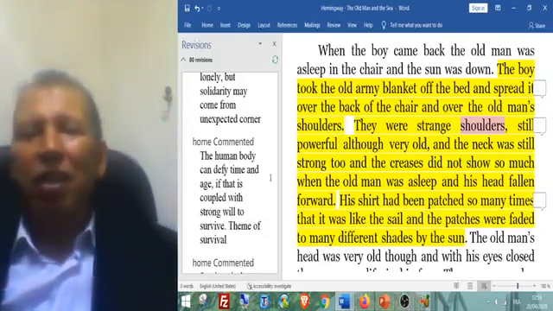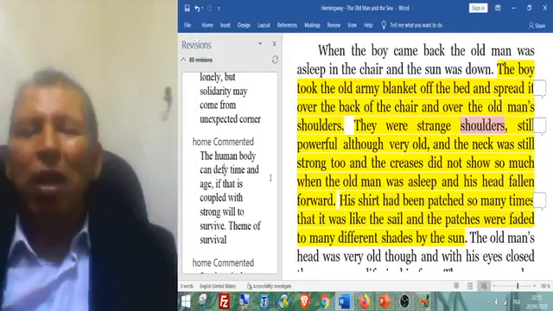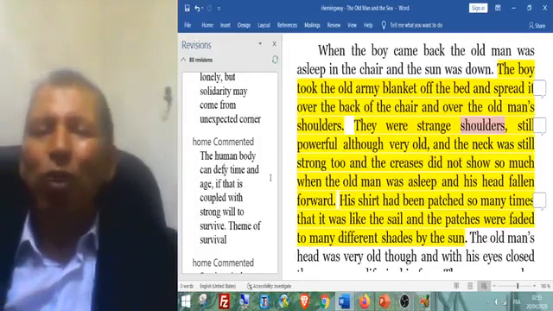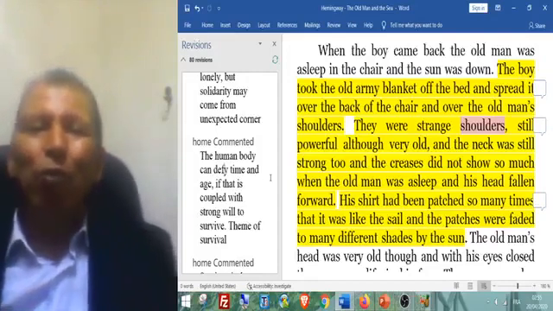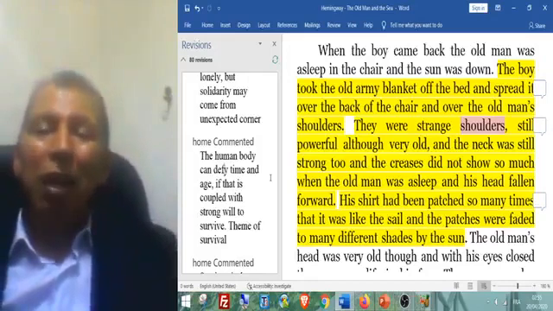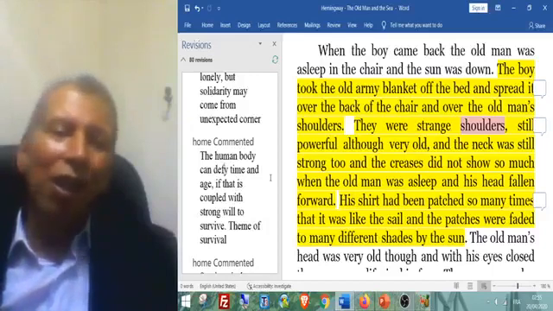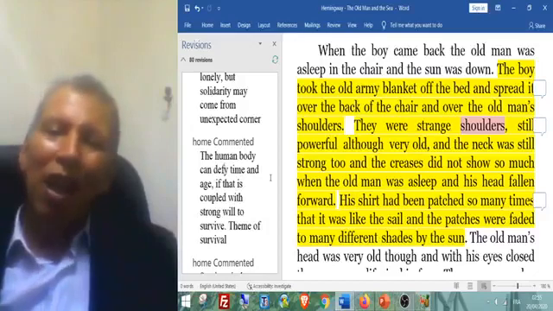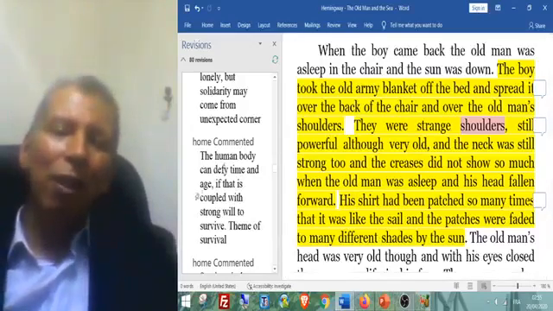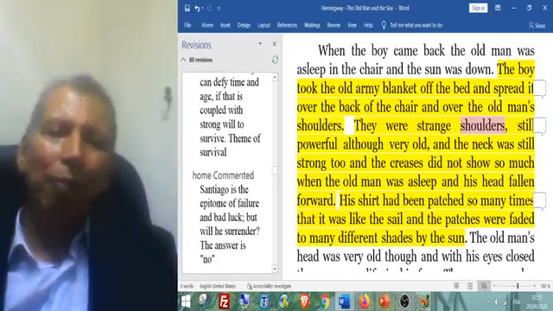Other men in the situation of Santiago may have died out of depression or out of bad luck or pessimism, but Santiago is still alive because he's a survivalist, and this develops the theme of survivalism.